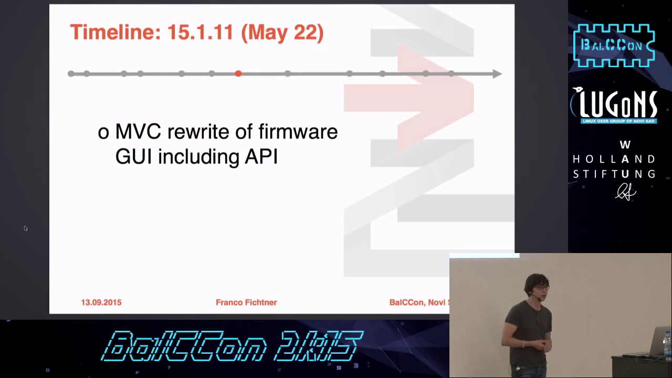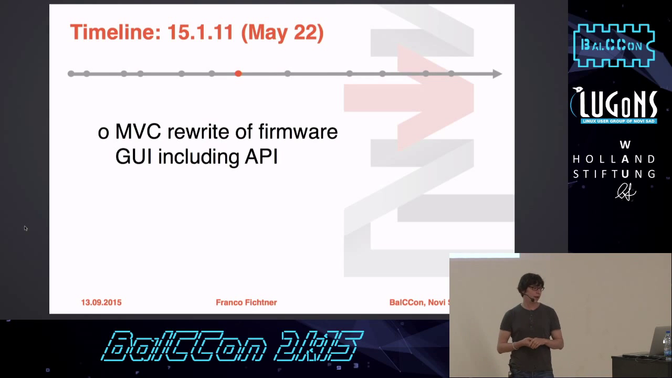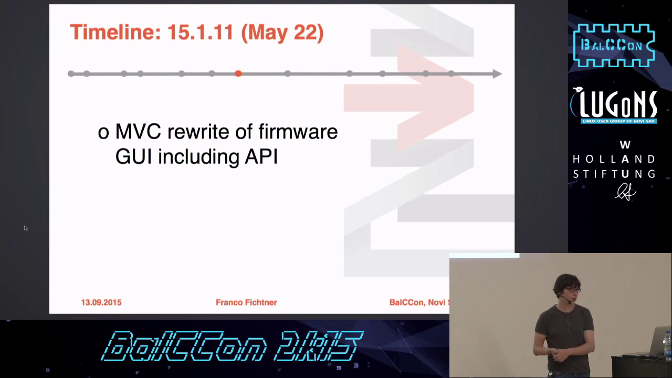Then in May, at the end of May, we rewrote the GUI parts in model view controller style, and also added an API. So now you could have something like a REST probe to this API and see if there were new updates, and also trigger the updates if you wanted to.